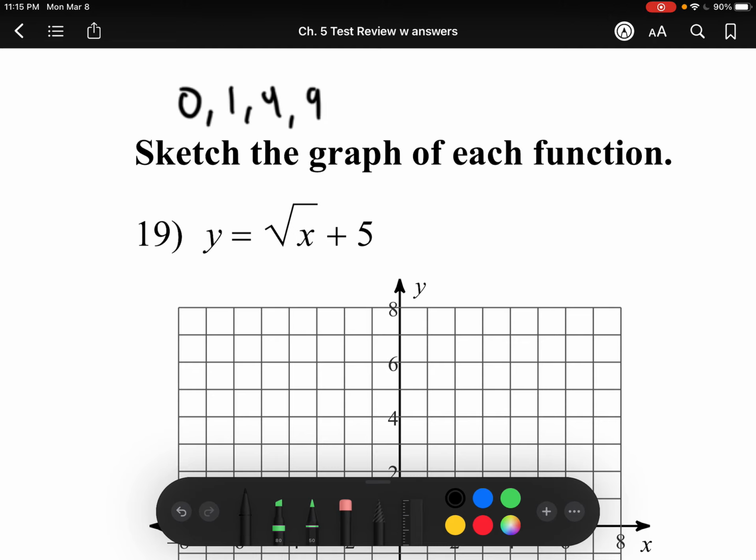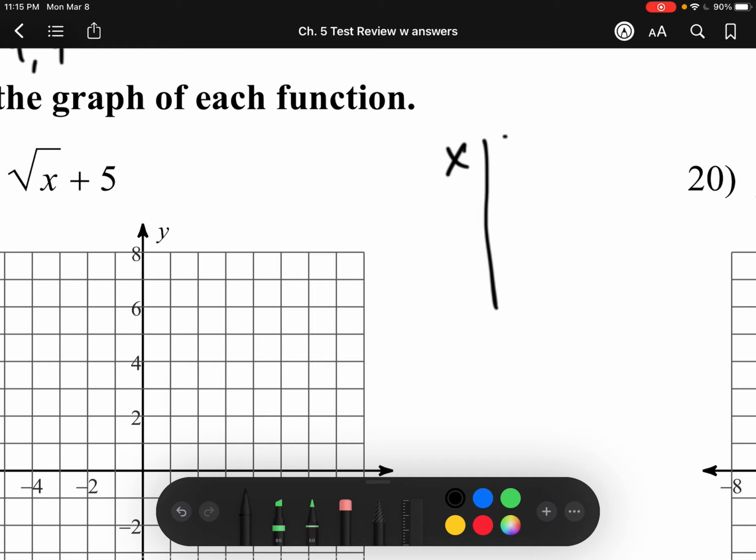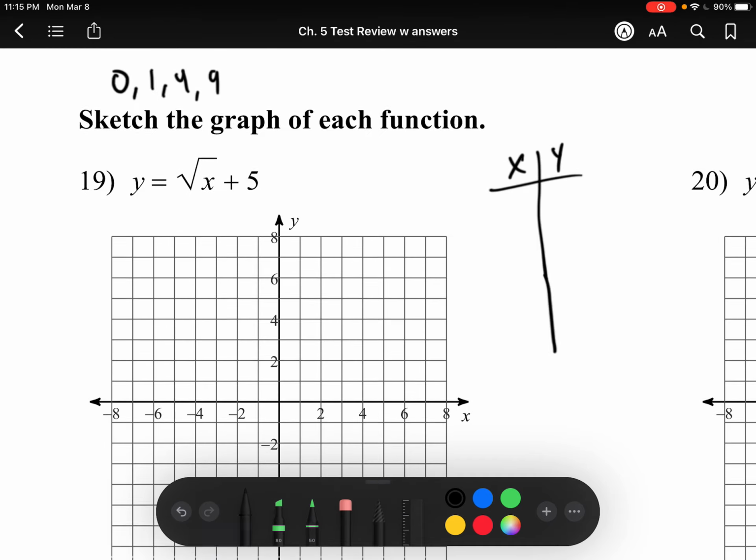All right. So the reason that I'm writing this out is when I'm making my XY table, I want to have whole numbers, right? Whole numbers are very easy to graph. And in order for us to get whole numbers to graph, we have to make our radicand one of these perfect squares so that when we take the square root of it, we have a whole number, right? So let's start off with what makes our radicand equal to 0. Now, we don't have anything inside of our radicand with x, so we just have to plug in these perfect squares.